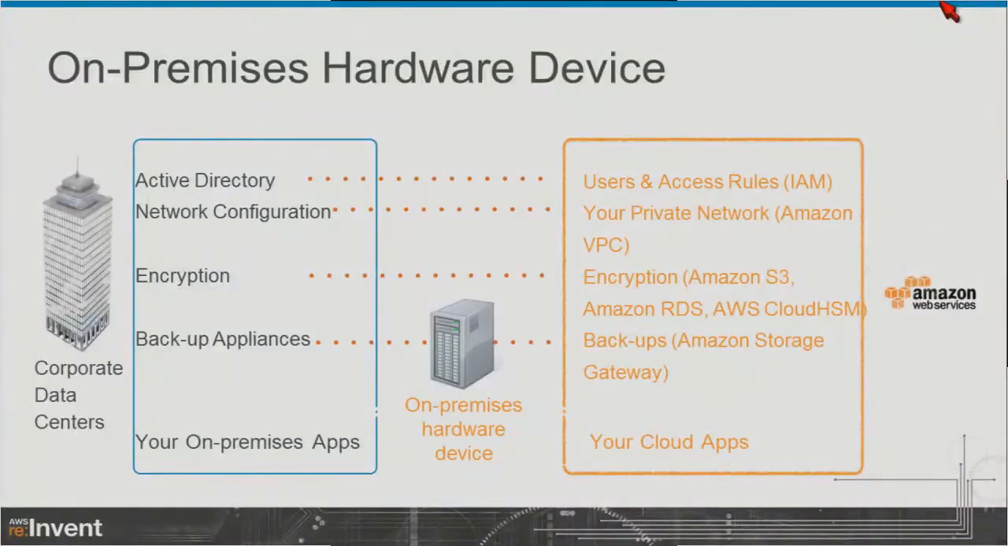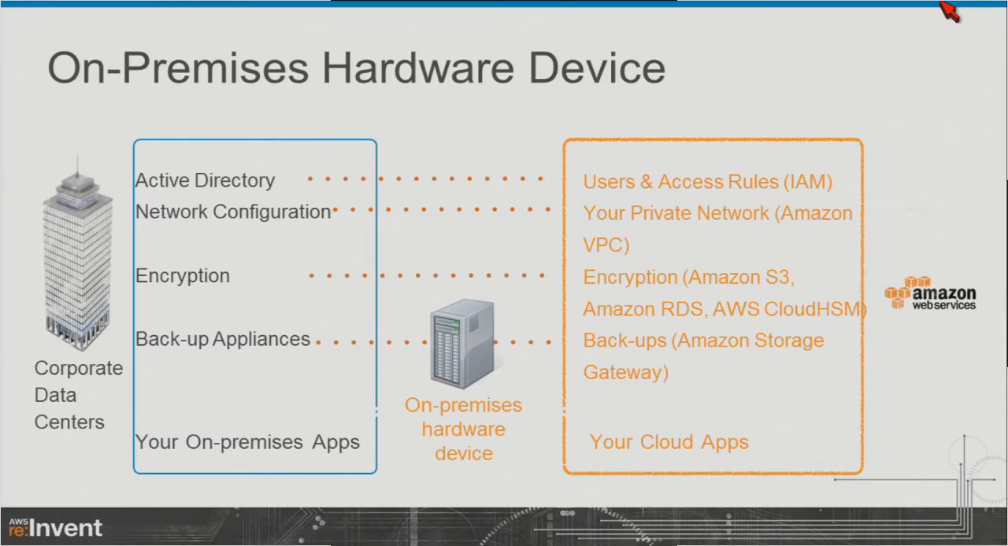So the second one that I want to talk about is the on-premises hardware device. This is for customers, and we have some enterprise customers that have some big honking Cisco box, or a Juniper Networks box, or a Yamaha router, or whatever it may be, that speaks BGP, and they want to leverage that to create an encrypted tunnel between the two. What they do in this case is you're running in an AWS region.